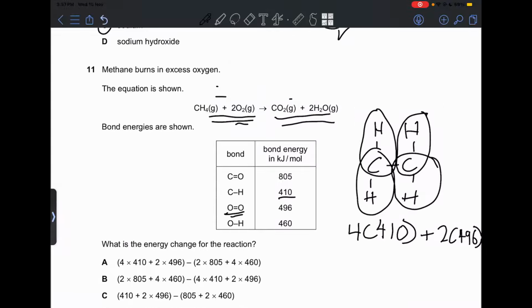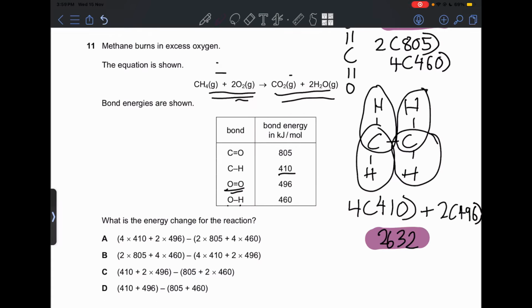and it shows that we have, for example, carbon dioxide, which is like this. For example, you can draw it in any way, but this indicates that we have two of the C double bond O. So you're going to be multiplying 2 by 805, and then we have 2 water molecules. So this means that we have 4 of the OH bonds. So you're going to multiply 4 by 460, and you're going to calculate both of these on the calculator.